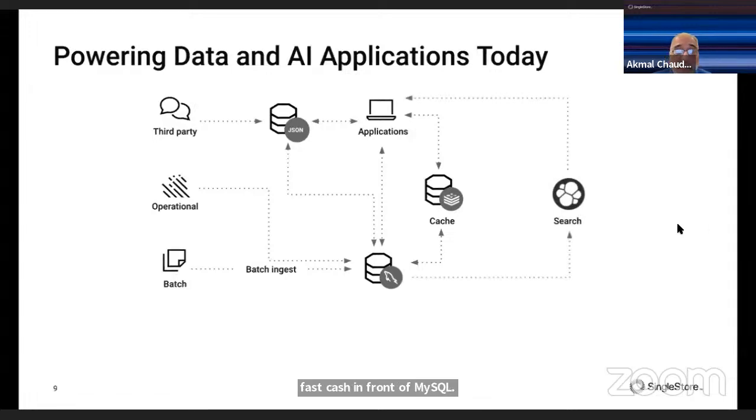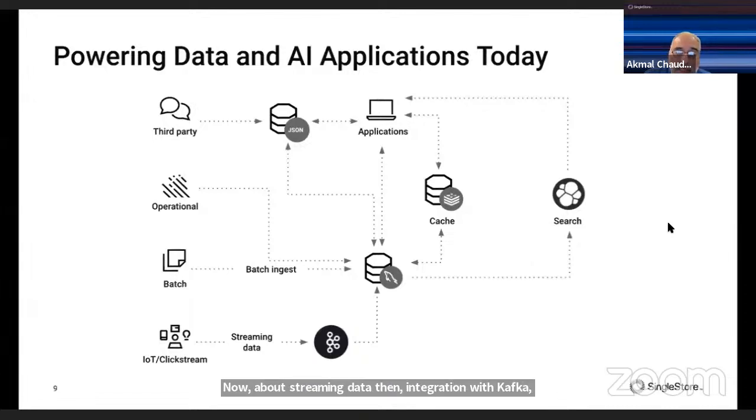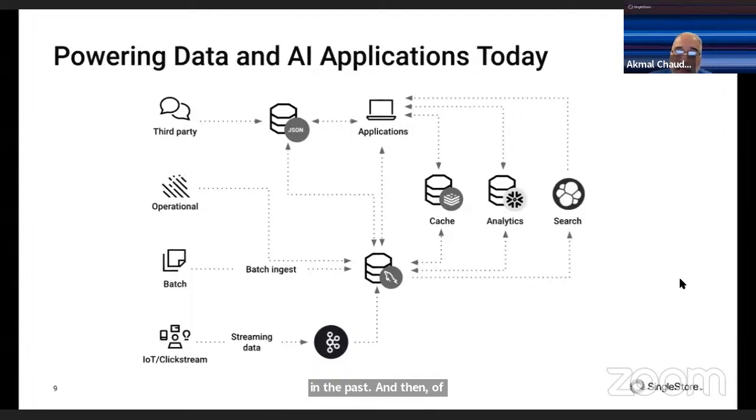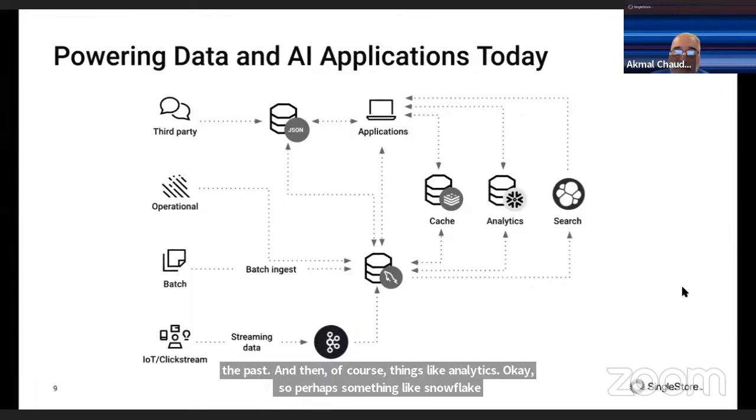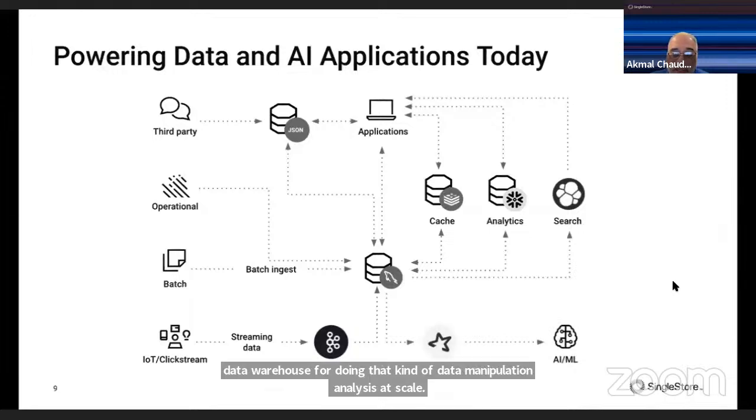And then something like Elastic, for search. JLucene I've already alluded to. I mean, we support that too. Now about streaming data, then, integration with Kafka, that's important. Things like IoT, clickstream data, our pipelines is an awesome feature that integrates really well with that, and I've demoed that many times in the past. And then, of course, things like analytics. Perhaps something like Snowflake for data warehouse for doing that kind of data manipulation and analysis at scale. And then finally, things like machine learning, AI, ML.